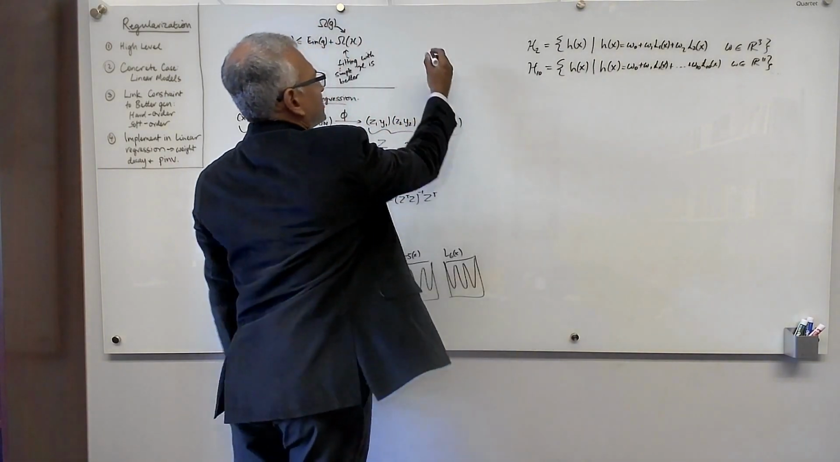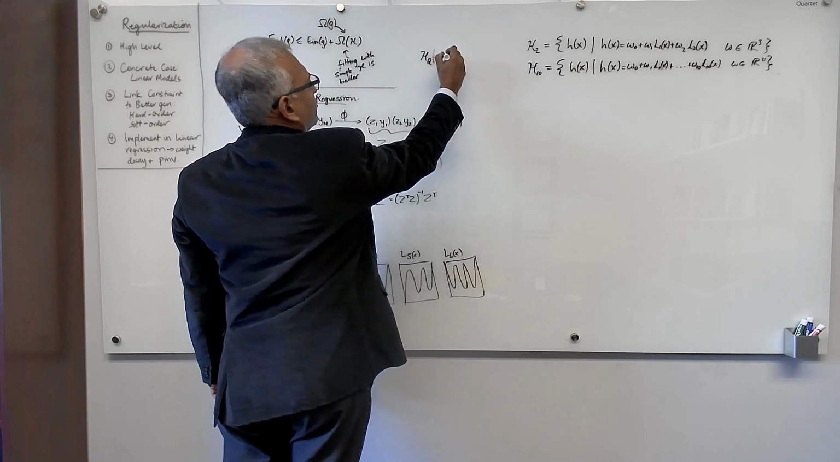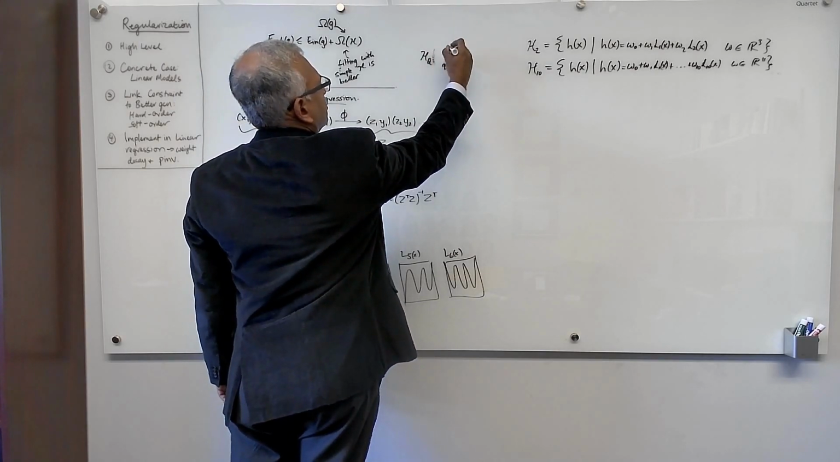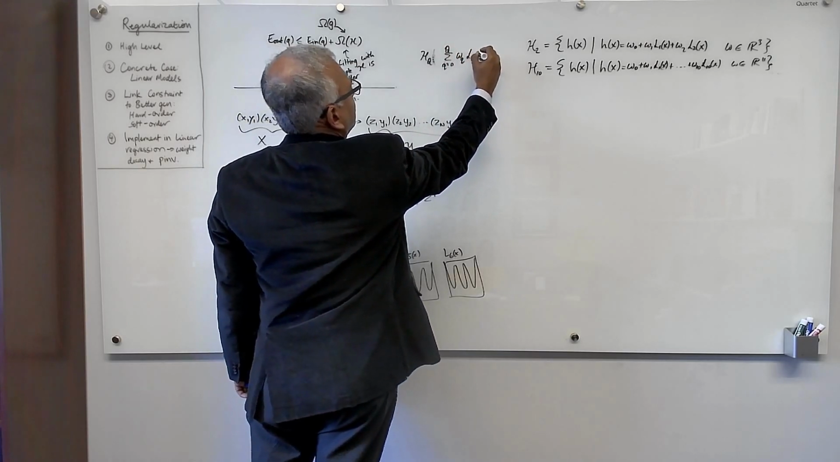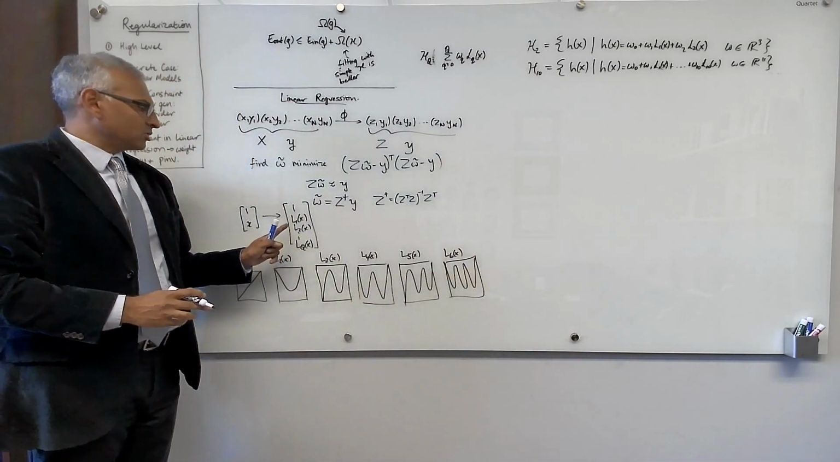If I wanted to generalize, I could define H_Q, where the functions are of the form sum from little q equals 0 to big Q of w_q L_q of x, where L0 of x, it turns out the zeroth order Legendre polynomial, is 1.